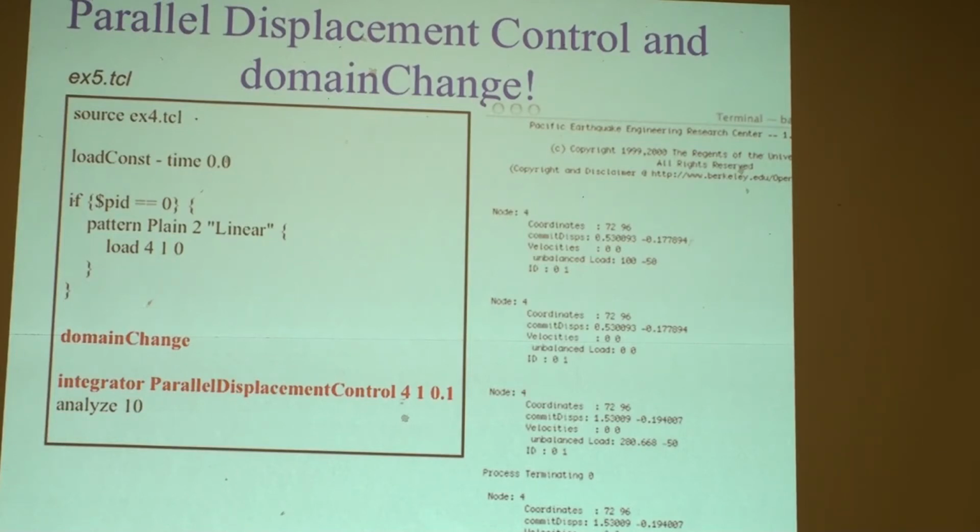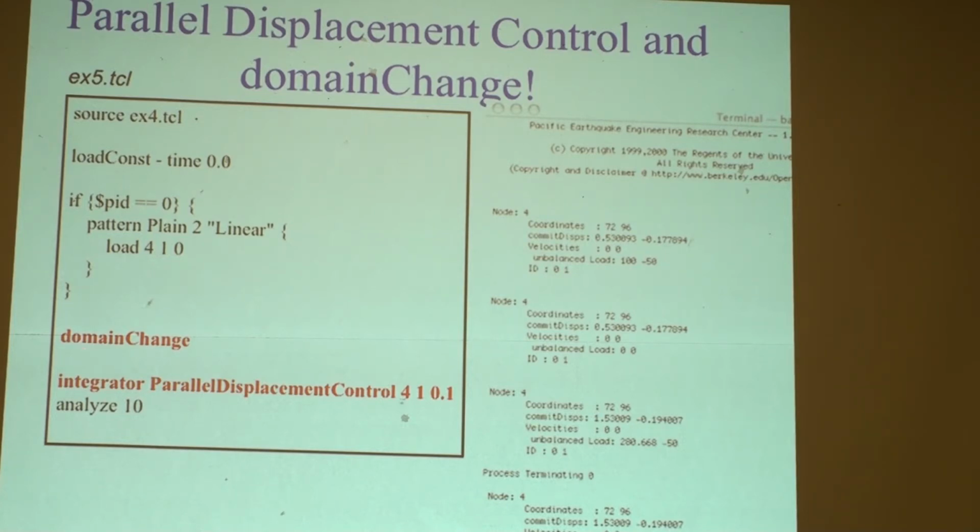So now here's the other one we have to worry about, which is the displacement control. As I say, the integrator is no longer displacement control. You have to specify parallel displacement control. And this is just because if the node you want to control is only in one processor and it's nowhere else, the other processors have to know, well, how do I go get that?